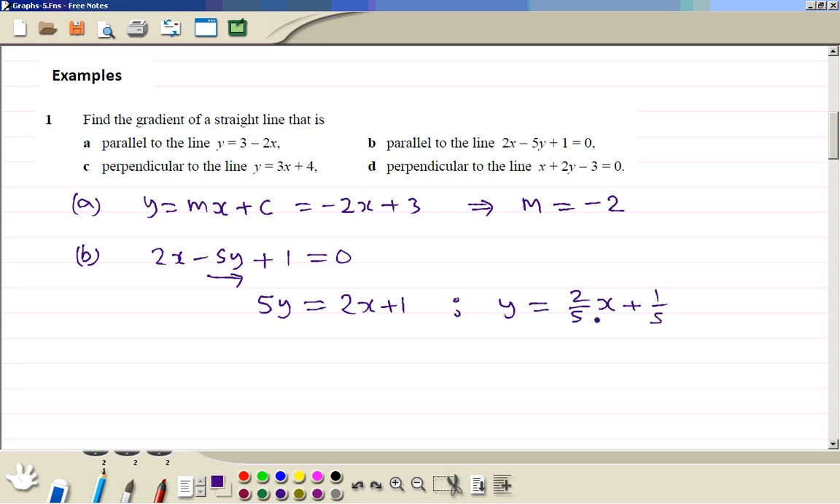Now we're comparing this equation to the standard one. So the gradient is the number before x. So therefore m is equal to 2 divided by 5.